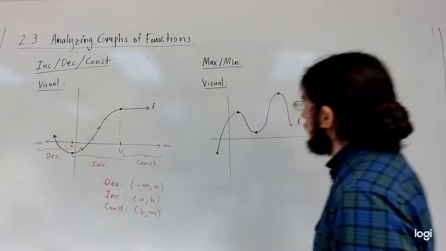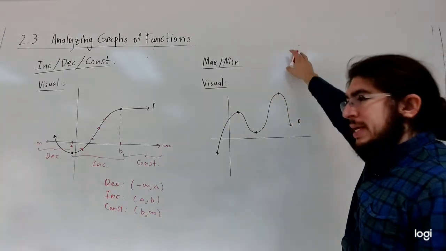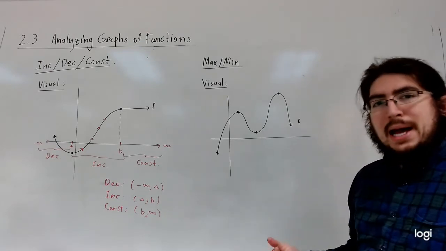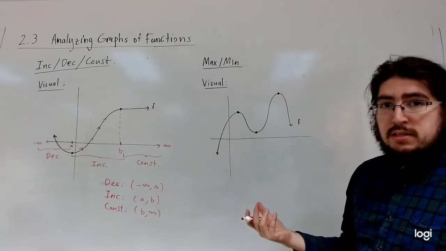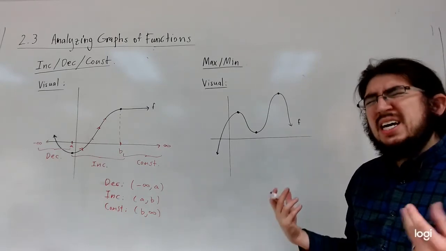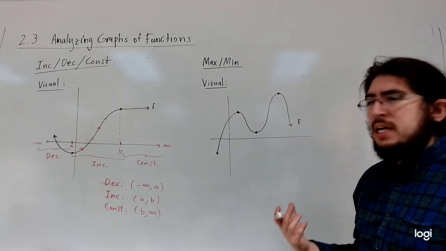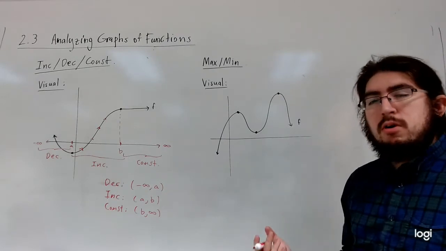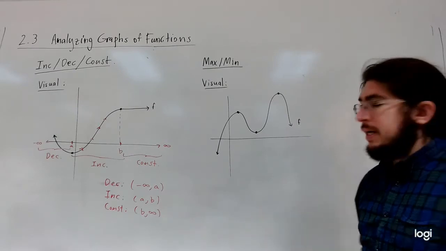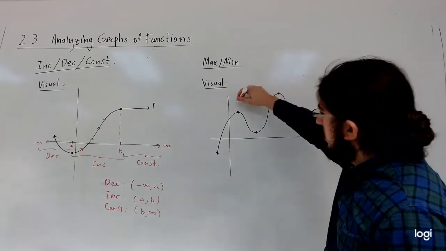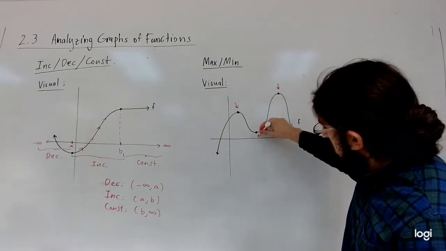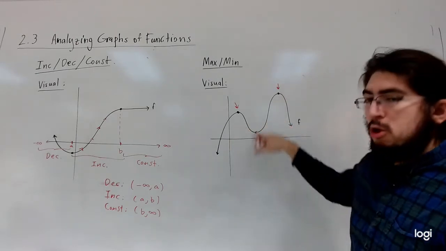Good. Now for max and mins, it's a little more intuitive, I think, but a max is just the highest point in a location, and a min is the lowest point in a certain location. I say in a certain location because there are what are called relative or local max and mins, and then there are maximum, or I guess global max or mins. But let's really only talk about, for right now anyways, the ones we can see in the local sense.